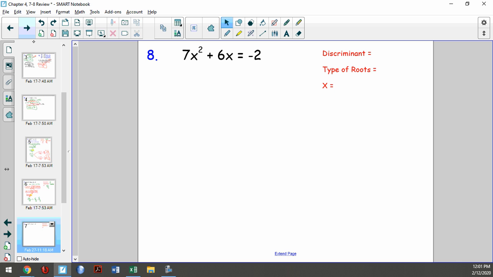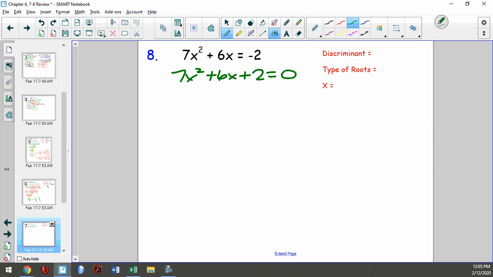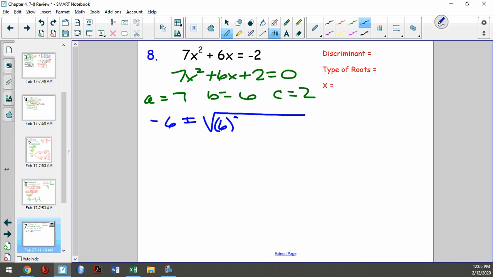Okay, let's do another one. Okay, let's get some help. What's A? 7, what's B? 6. Oh, look what I've done. Subtract. Add the 2. So A is 7, B is 6, and C is positive 2. So this is negative 6 plus or minus the square root of 6 squared minus 4 times 7 times 2 all over 2 times 7. Yes?